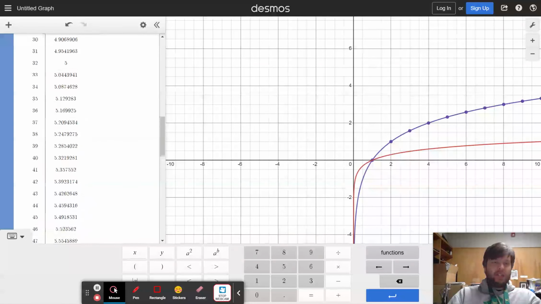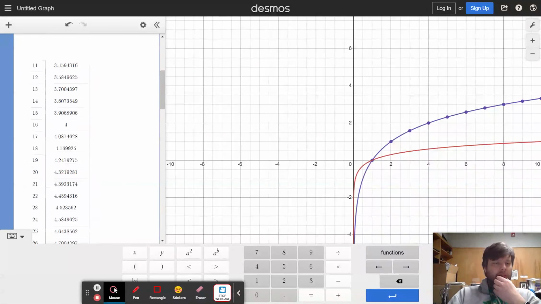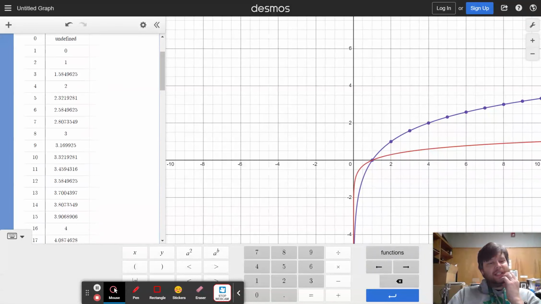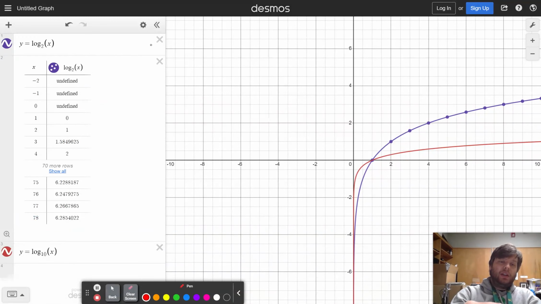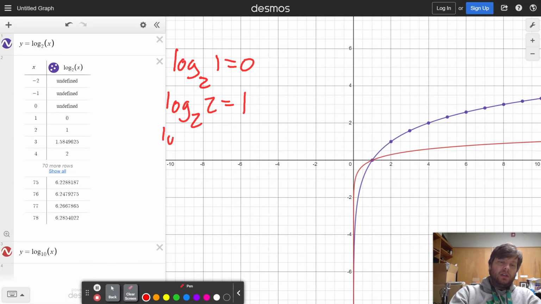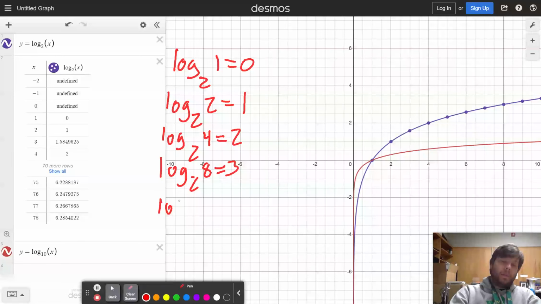64 gave me 6, 32 gave me 5, 16 gave me 4, 8 gives me 3, etc., etc. What we have are log base 2 of 1 is 0, log base 2 of 2 is 1, log base 2 of 4 is 2, log base 2 of 8 is 3, etc.